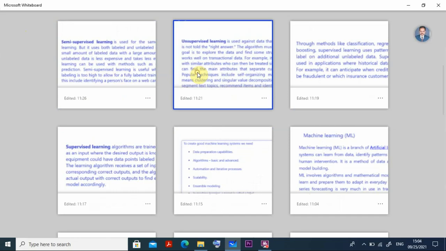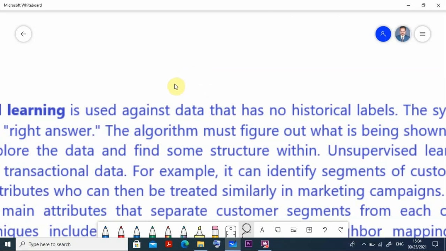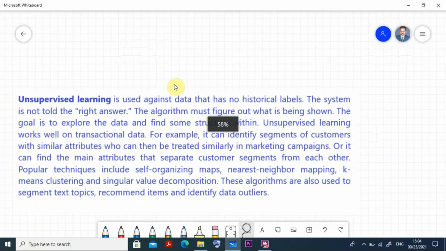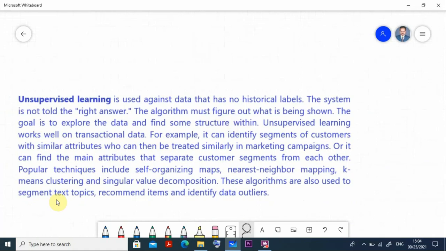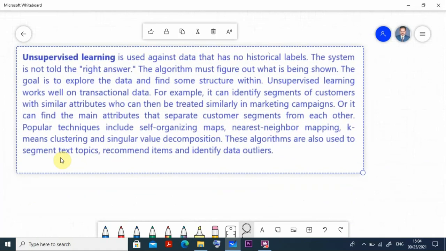Then we go for the next one, unsupervised learning. In this type of learning, labeled data is not available. You get it now? You cannot get any labeled data. It is used against data that has no historical labels. That means we do not know the output beforehand. The system is not told the right answers; the algorithm must figure out what is being shown, and the goal is to explore the data and find some structure within it, right? Unsupervised learning works well on transactional data.